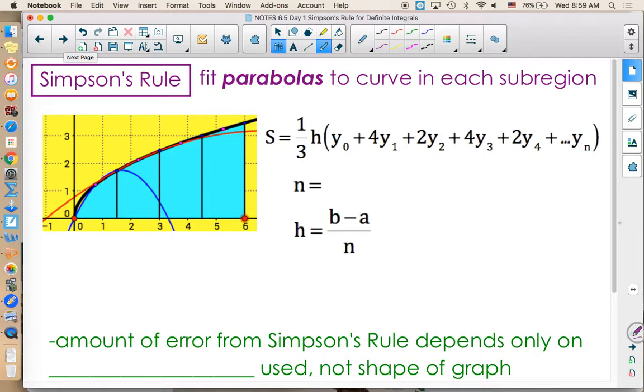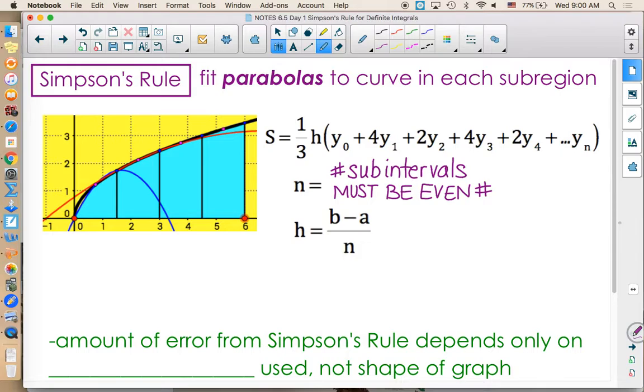So a few things to know about using this rule, and then we'll dig in and just start to use it right away. N is the number of subintervals that you break things into. And since it's the number of subintervals that we break things into, the thing we need to know is that it needs to be even for Simpson's rule. It didn't need to be even for any of the other ones, but it needs to be an even number. The reason is it's kind of fitting the parabolas to two regions at a time. So this must be an even number because it needs 3 data points to fit a curve.